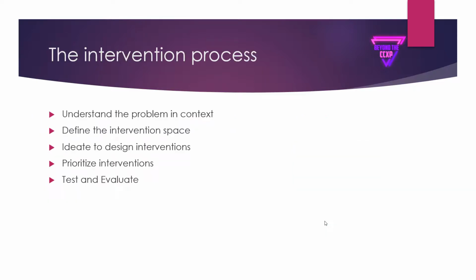Essentially, this is the framework that I would recommend for anybody starting out in this as a place to begin. So now we're going to look at the intervention process. This is a process that I've borrowed from one of my books, talking about using behavioral change in the business sector. I'm going to put a link in the description so you can go check that out as well. Essentially, the author says that the intervention process typically has the following steps: understand the problem in context, define the intervention space, ideate to design interventions, prioritize interventions, and then test and evaluate.